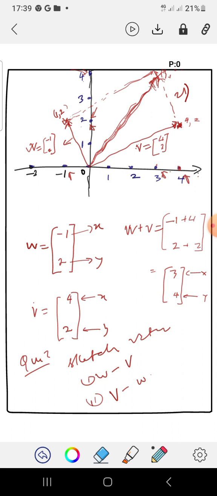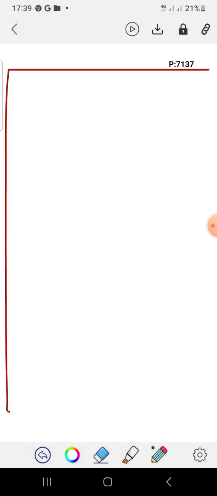In 3D, I'm almost rounding up now. In 3D, we know that our vector will be V equals A, 1, 2, 3, where this one will be the x-axis, this one will be on the y-axis, and this one will be on the z-axis.